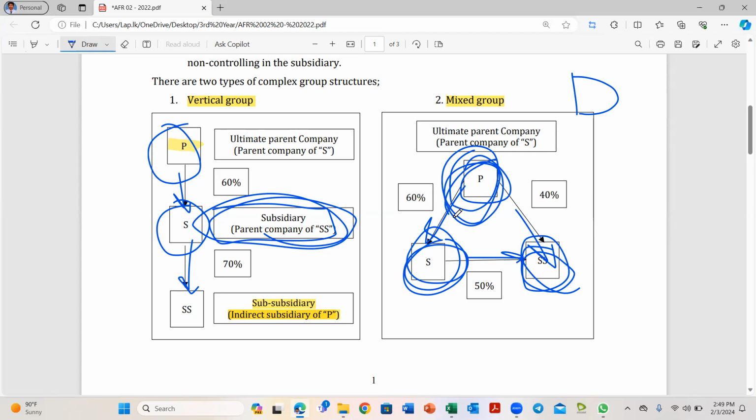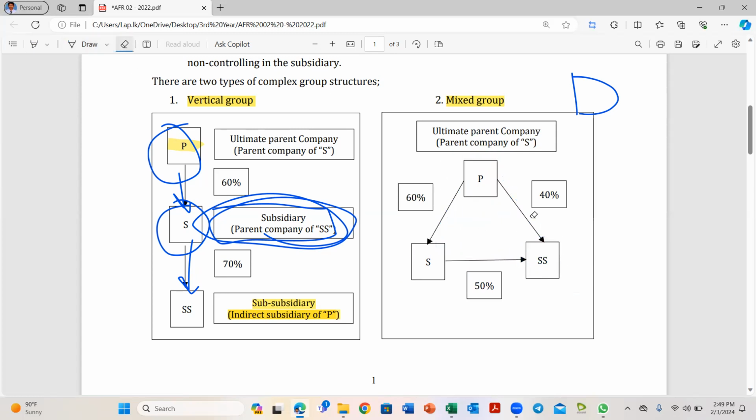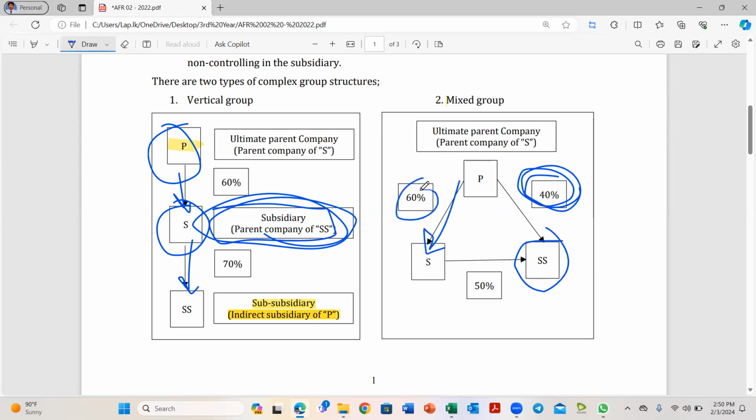And meantime, P also holds a direct holding. The parent has a direct and indirect ownership of the subsidiary. Here this 40% is the direct investment of the SS, but here it has a 60% over its subsidiary, and the subsidiary has a 50% over its subsidiary. From the parent perspective, this SS has a subsidiary, and in that case, we can recognize what is the effective holding. 40% direct and 60 into 50%.